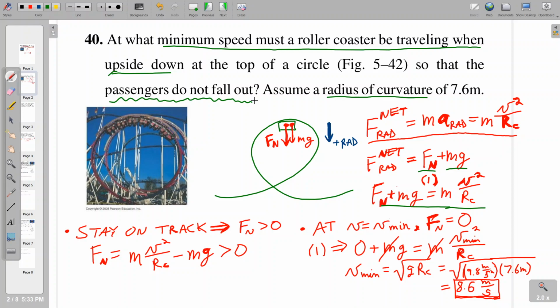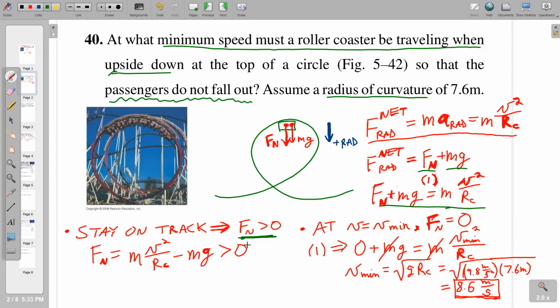Now, the mathematical quantity that corresponds to that physical situation of the roller coaster car pressing against the track is the normal force, which has to be positive, right? The normal force is the force between any two surfaces. If the two surfaces weren't touching one another, then the normal force would be 0. If the two surfaces are pressing against each other, then you're going to have a positive, non-zero normal force.